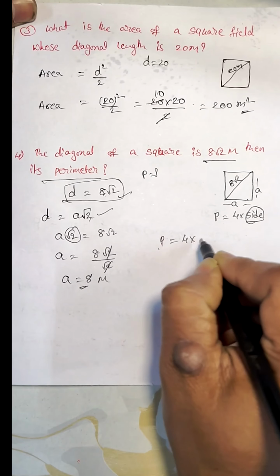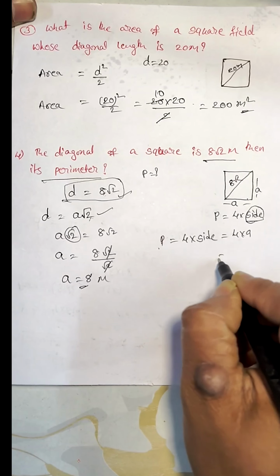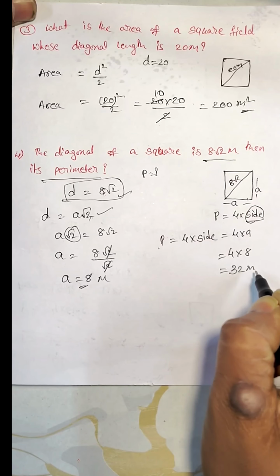Perimeter is equal to 4 into each side, that is 4a. 4 into each side, that is 4 into 8, that is 32 meters.